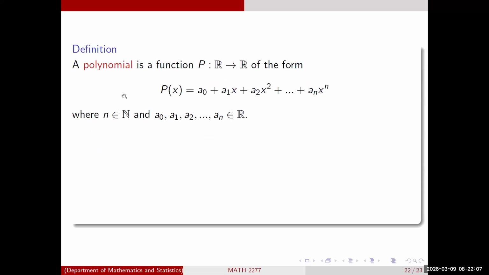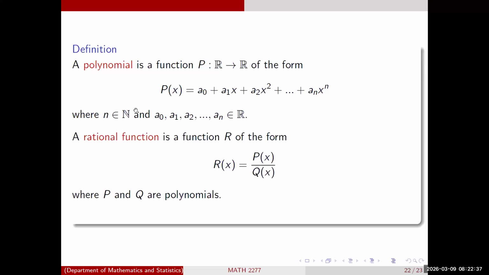Now, with this theorem, we could show something like polynomials are continuous. Okay, so everyone here, I think, knows what a polynomial is. So a polynomial is a function from R to R of this particular form. We're arguing here that all polynomial functions are continuous, right? Not only that, a rational function is just the ratio of two polynomials.